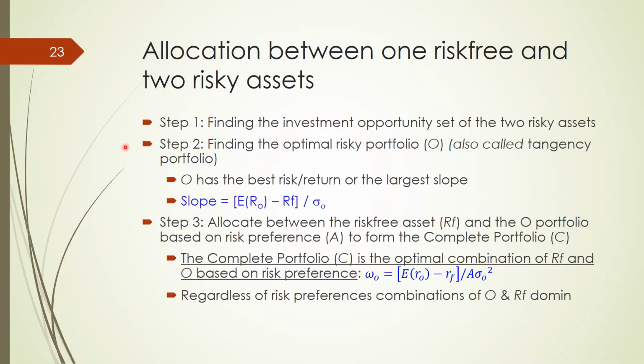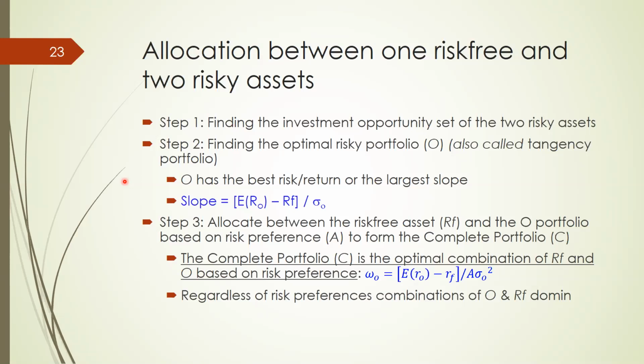Finally, let's move to asset allocation problem 3, which is allocating between one risk-free and two risky assets. We have learned allocation problem 1, allocating between one risk-free and one risky asset. We also have learned allocation problem 2, the allocation between two risky assets. How do we combine those two to get the allocation between three assets?